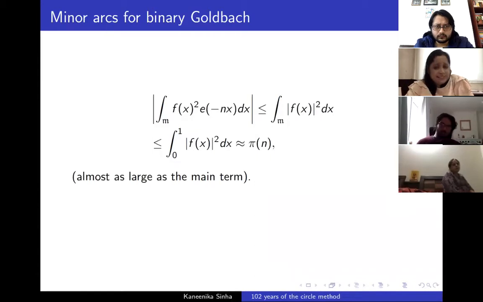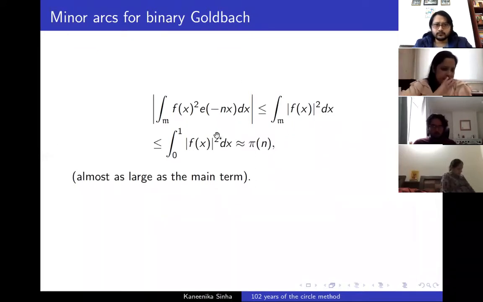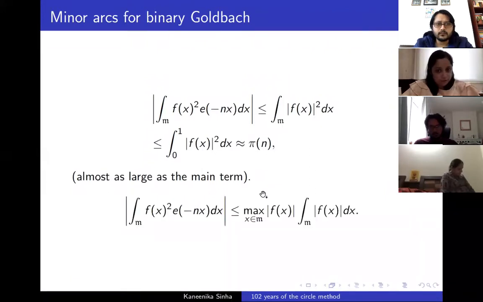And in fact, this is really bad because, first of all, you get rid of e of minus nx since its absolute value is just 1. So you have the integral of absolute f of x squared dx, which is less than or equal to the integral over the entire interval 0 to 1, since the minor arcs were pretty much the entire unit interval. So a rough, very trivial upper bound is pi of n, which does not give us anything because it is nearly as large as the main term. We would like to have some savings over pi of n for this computation to be useful.